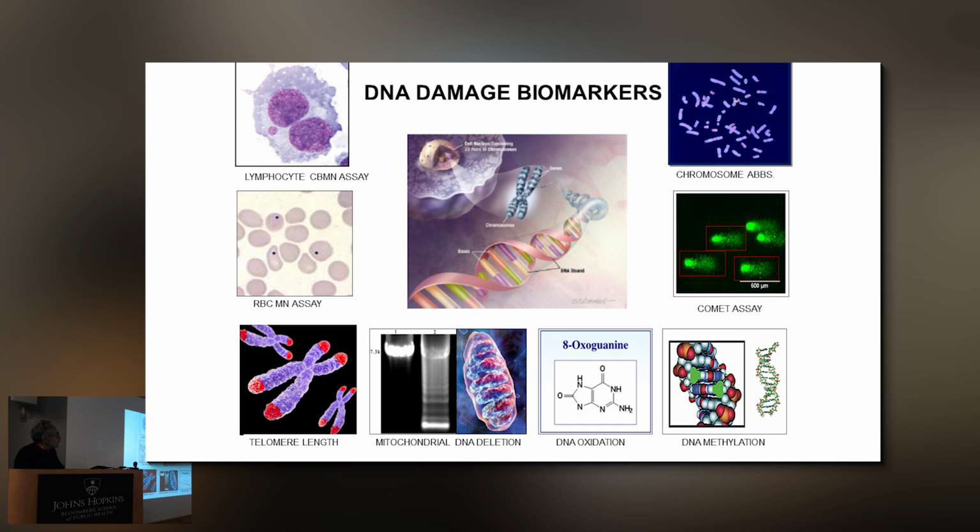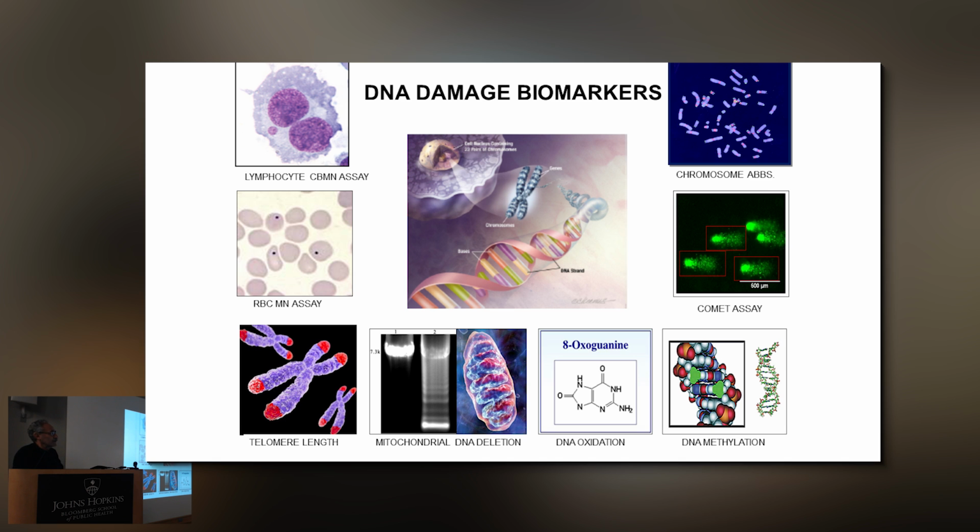You can also measure DNA strand breaks using assays such as the COMET assay. One can also measure telomere length by PCR or other methods. You can also measure mitochondrial DNA deletions by PCR. Here's an intact mitochondrial DNA, and when there is damage, then you'll get major deletions, and these appear as bands beneath the larger band that you would typically see in intact DNA.